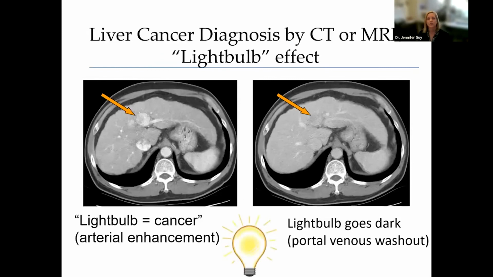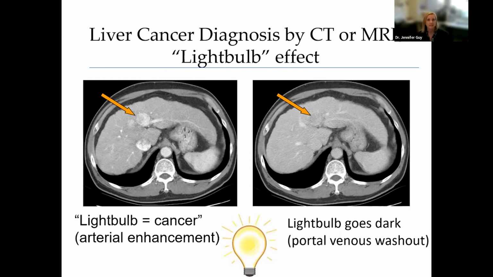Liver cancer diagnosis by CT scan or MRI is ultimately how we say, hey, it was one of those spots, a concerning spot. And I like to call this the light bulb effect. And what it is with a CT scan or MRI, we use contrast. And so we can actually see how the blood is flowing through these spots. And what liver cancer does is it lights up really bright when the blood flows through at a certain time. And then when the blood kind of goes away at a certain time, it gets dark. So you can see with these arrows, you've got a light bulb, and then the light bulb goes dark.